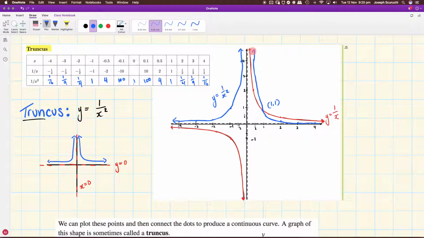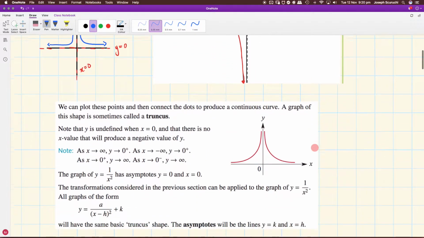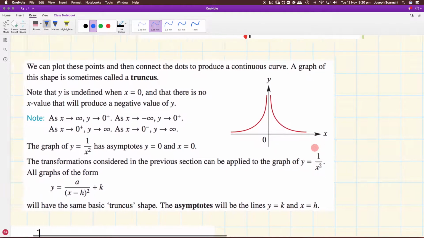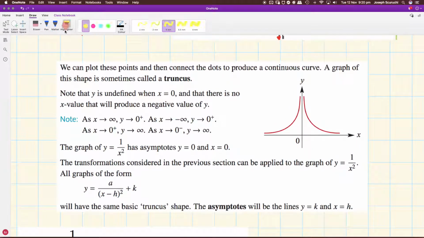And then it's going to go up. Perfect. So that is just a comparison of y equals 1 over x squared and y equals 1 over x. Let's just talk about it a bit more. So this is just taken from the textbook.